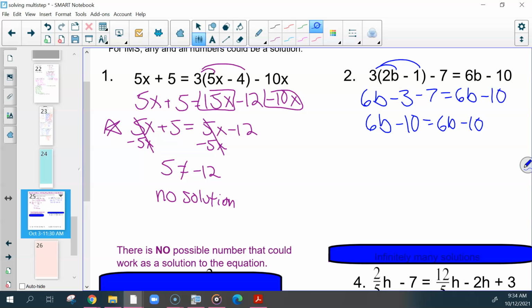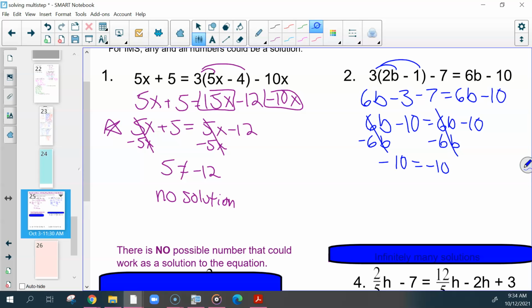But first, look at this equation. What do we notice about it? They are equal. They're exactly the same on both sides. So kind of like this one, when you see something like that, a light bulb should go off, a bell should go off, that this is going to be a special case solution. So if we keep solving this and we subtract 6b from both sides, these cancel, and we're left with negative 10 equals negative 10. Does negative 10 equal negative 10?